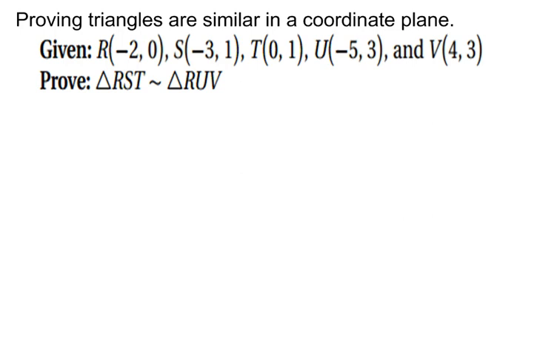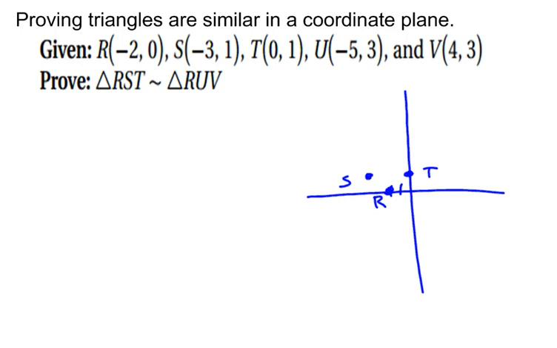I don't think we need to go through the entire proof of this, but maybe just a quick sketch. So we have -2, 0 is R, -3, 1 is S, and 0, 1 is T, and -5, 3 is U, and 4, 3 is V. So we have something that looks about like this.